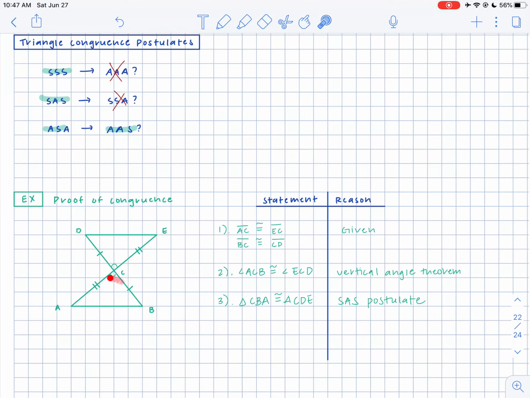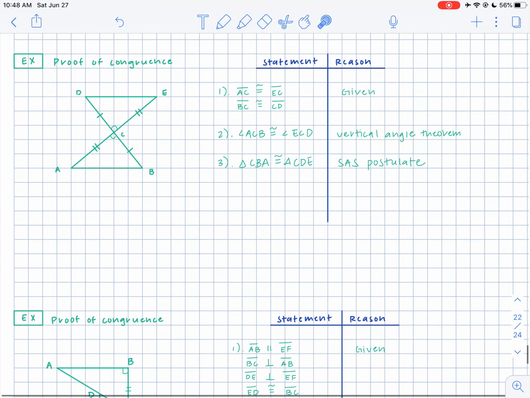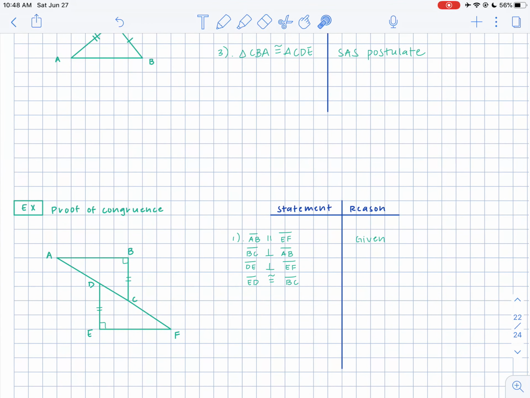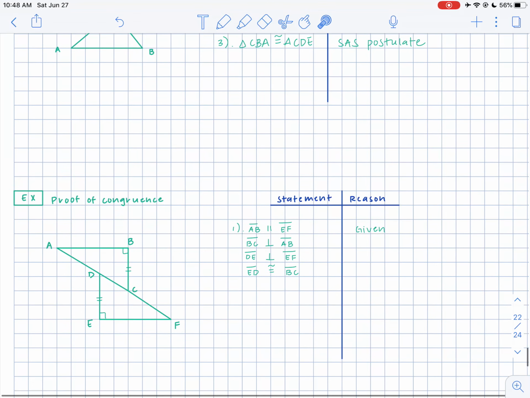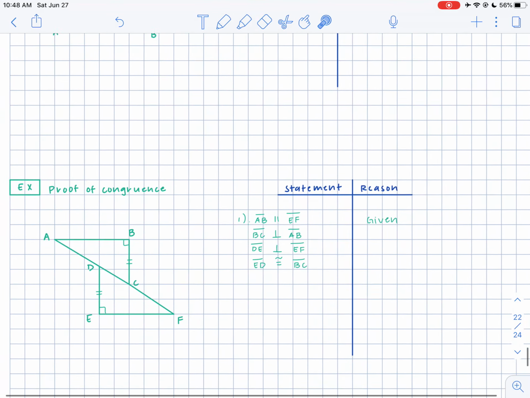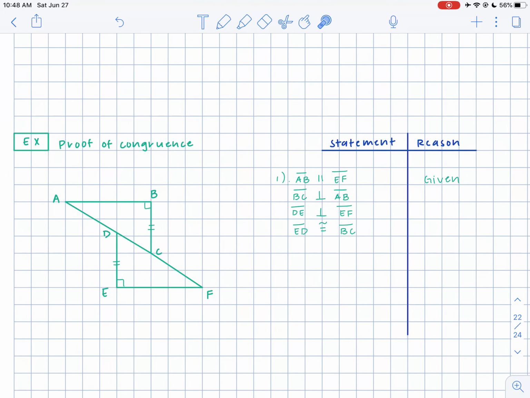So we just proved that this triangle is congruent to this triangle based on the information given and previous things we have learned. So let's get into another example. We want to prove the congruence of ABC and FED. Okay, so what is already given? We're given that segment AB is parallel to segment EF. Segment BC is perpendicular to segment AB, right? This notation indicates parallel lines, and this notation, upside down T, indicates perpendicular lines.